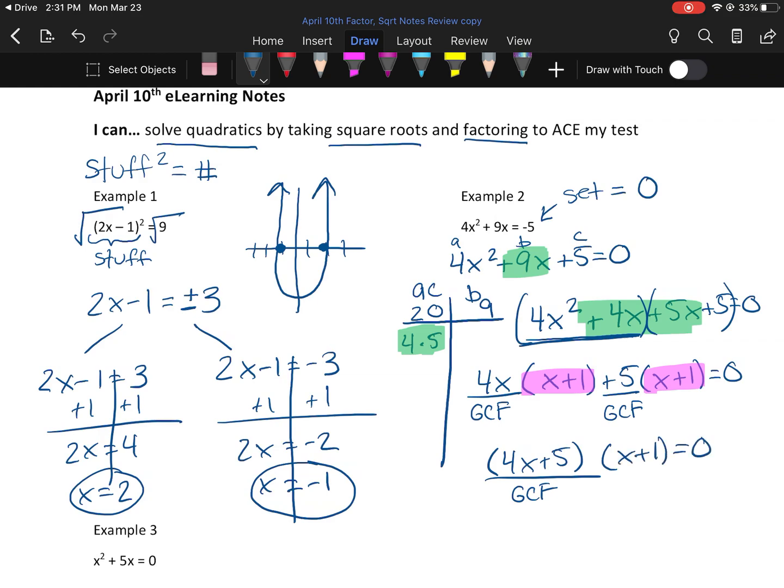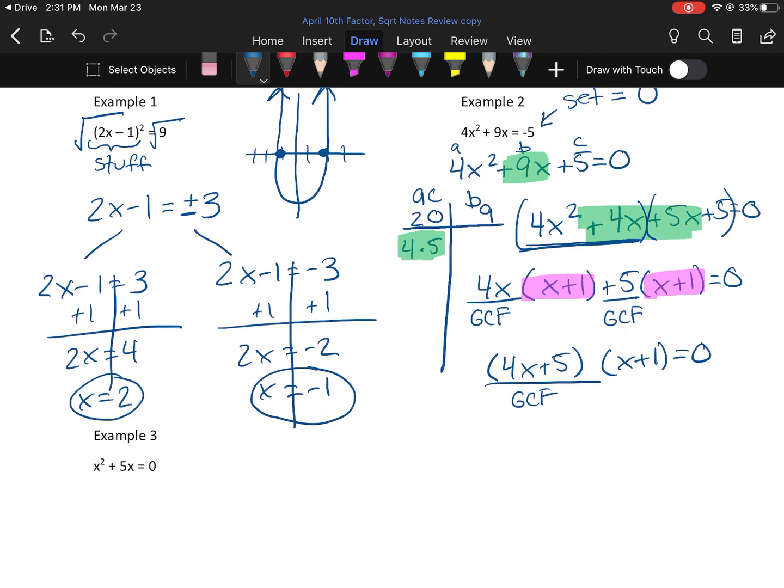But I want to know what those x-intercepts are. Where are we crossing on the graph? What are my roots? So again, I'm going to go ahead and split this up into 2 different problems. 4x plus 5 could be equal to 0, or x plus 1 could be equal to 0. When you solve it, because again, I'm going through this kind of fast because you've already seen it, we get x equals negative 5/4, and x could be negative 1. Those are my roots. Those are my x-intercepts.